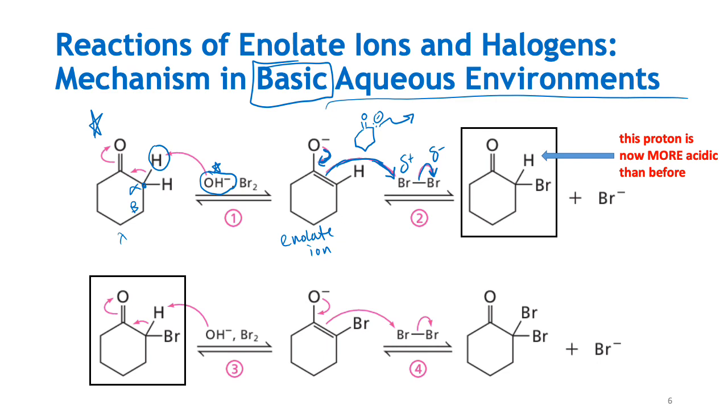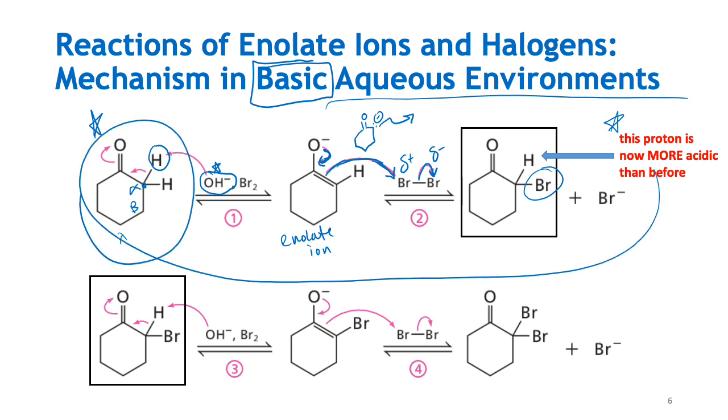Okay, so what we did is we successfully brominated in the alpha position. You're going to see we're going to stop at this point in the acidic environment, but now that we're in the basic environment, we're going to continue on. There are some reasons behind it, and I'll discuss those further when we get to the acid mechanism. But I do want to point out this particular statement right here. This proton now is more acidic than it was before in the original ketone, okay? It's now more acidic. Why?